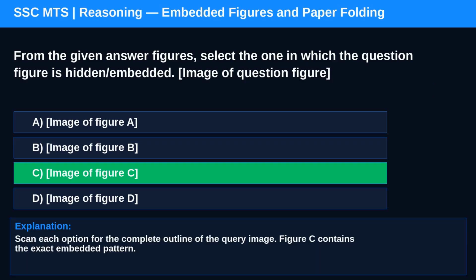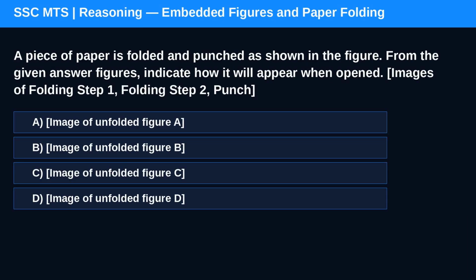Correct answer is C. Scan each option for the complete outline of the query image. Figure C contains the exact embedded pattern. Question 6. A piece of paper is folded and punched as shown in the figure. From the given answer figures, indicate how it will appear when opened.